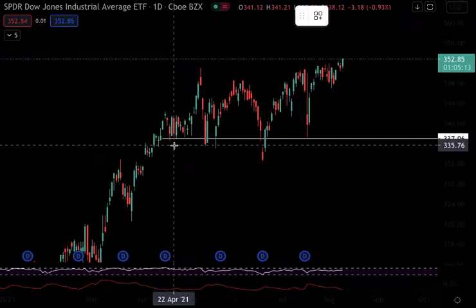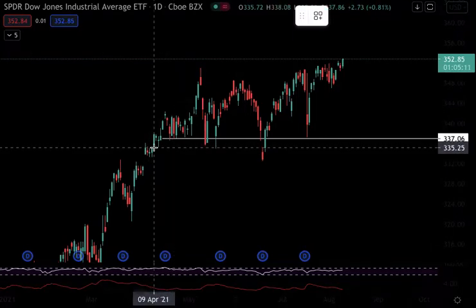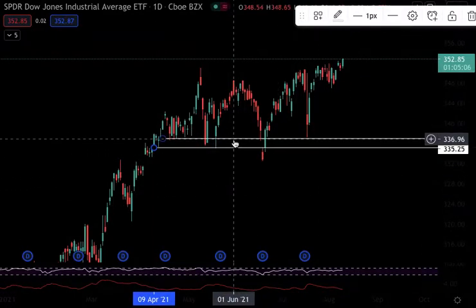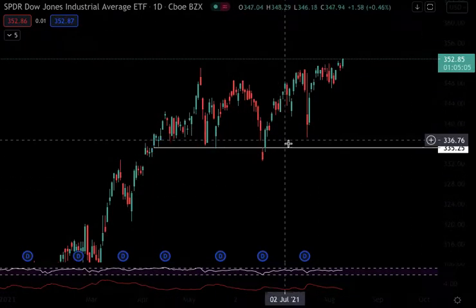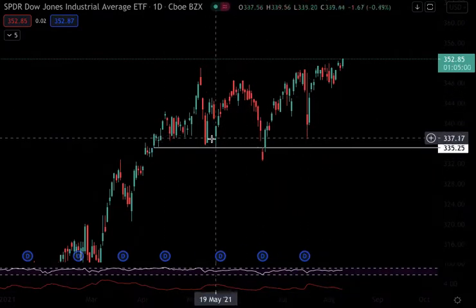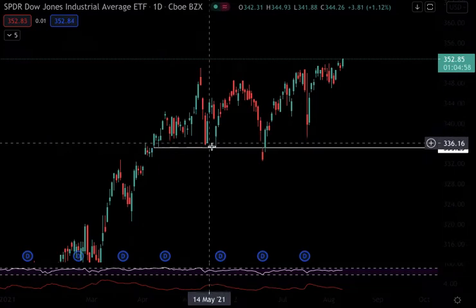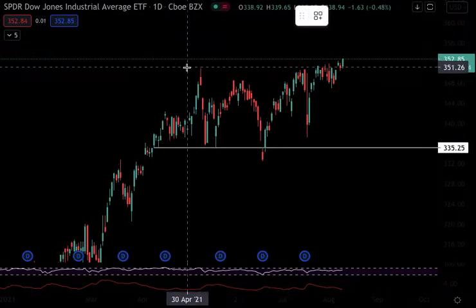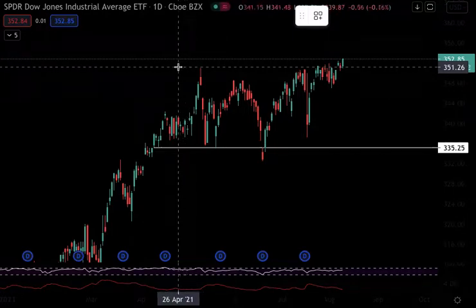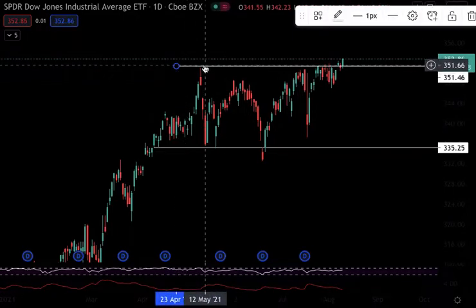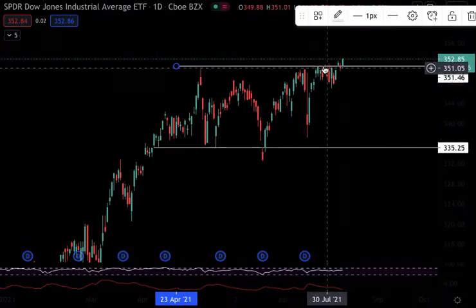Here too, it started right here, and we've got multiple touches. Let me move this one for now, this one's a little lower. So we've got a range of support right here, with a touch there, a touch here, a touch there. Now we want to find resistance, and resistance would be right here. We've got multiple touches here and here.